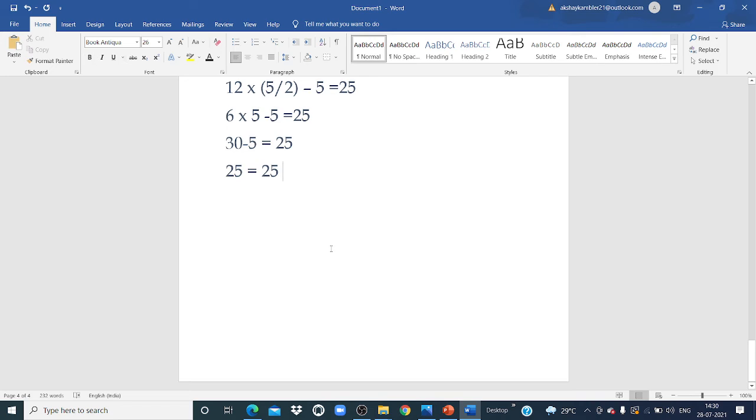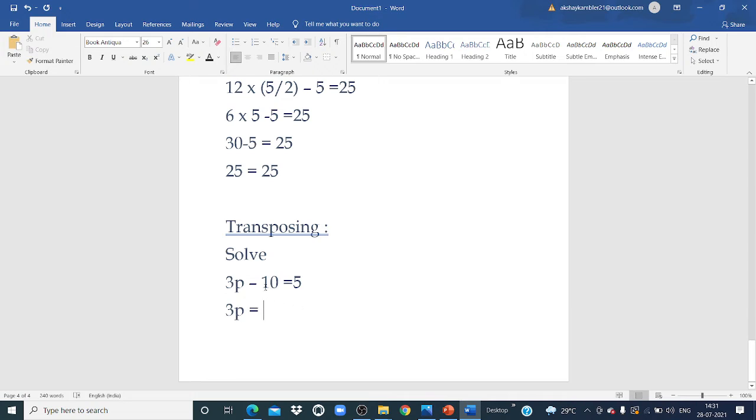Understood? Right. Shall we solve one more example of transposing? I will write here, transposing. For that also we will solve one more example. What is the example? 3p minus 10 is equal to 5. So how are we going to solve? Simply, 3p is equal to... we want the answer of only the variable. We want to find out the answer of p only, right? So what do we have to do? We have to transfer the 10 to the RHS.